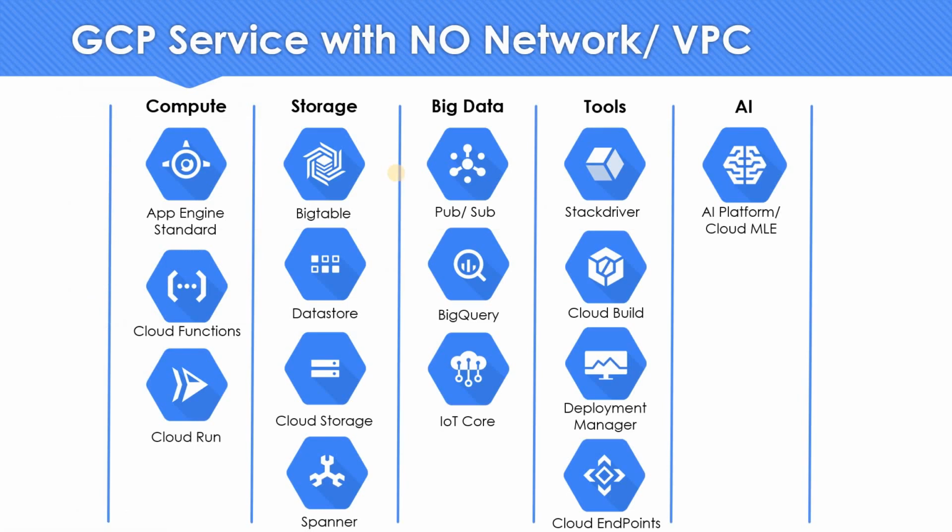So this is the final set which we have arrived at by doing a comprehensive demo. Under the compute section, 3 services can be provisioned without a VPC: App Engine Standard, Cloud Functions, and Cloud Run. Under storage, we can create Bigtable, Datastore, Firestore, Cloud Storage, and Spanner. Cloud SQL is possible without a VPC, but we don't want to propose that because the startup organization does not have any networking skills. Coming under big data, it's only 3 components: Cloud PubSub, BigQuery, and IoT Core.